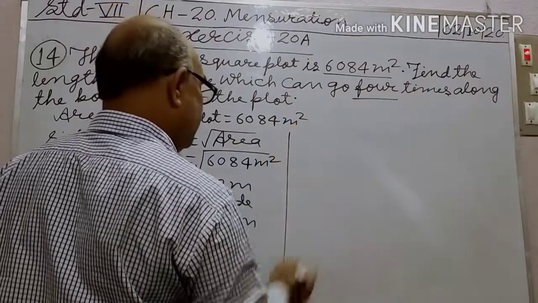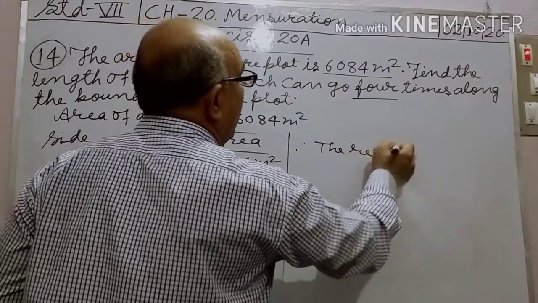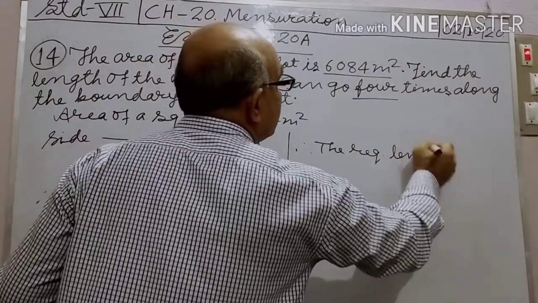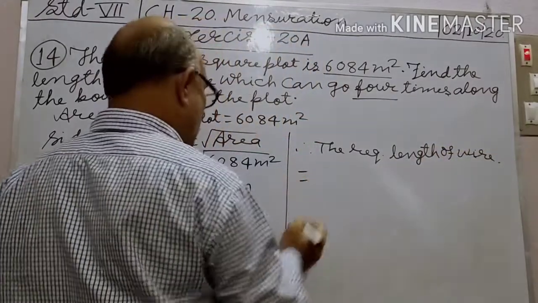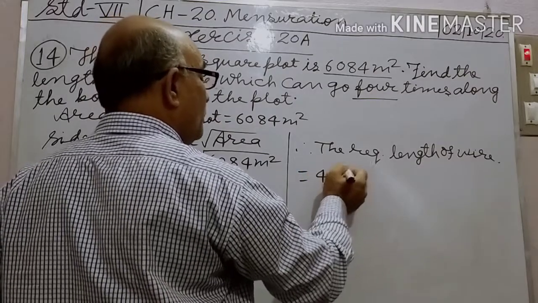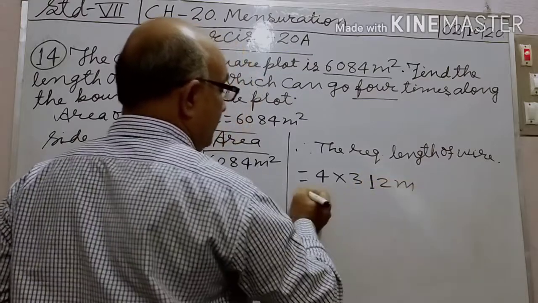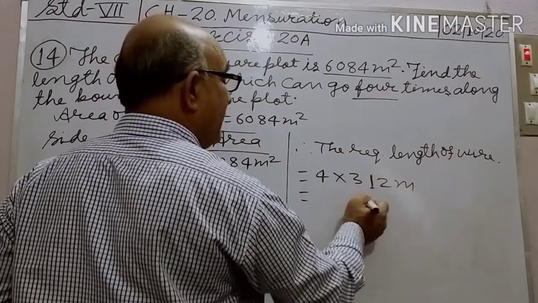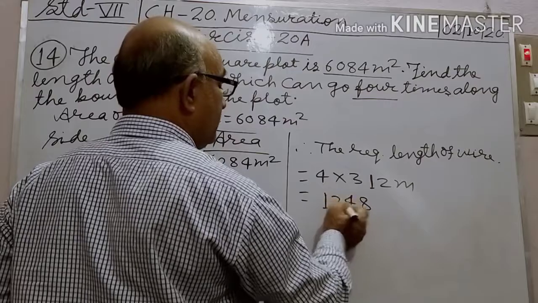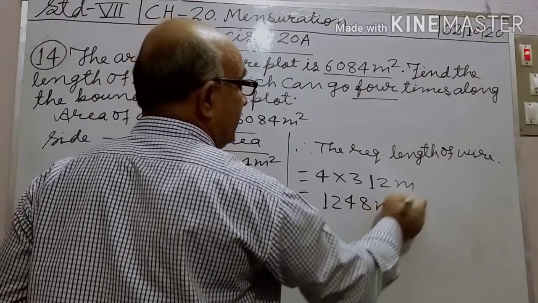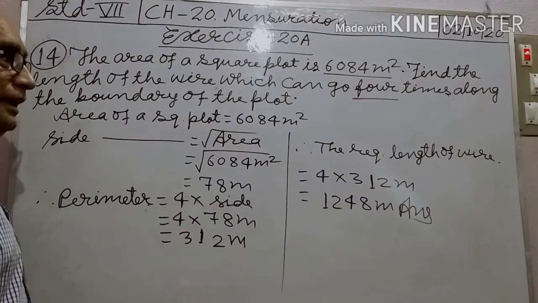Now find the required length of wire. 4 into perimeter, so 4 into 312 meter. Multiply: 2 4s are 8, 1 4 is 4, and 3 4s are 12. 1248 meter is the required length of wire. Students, understand and write it.